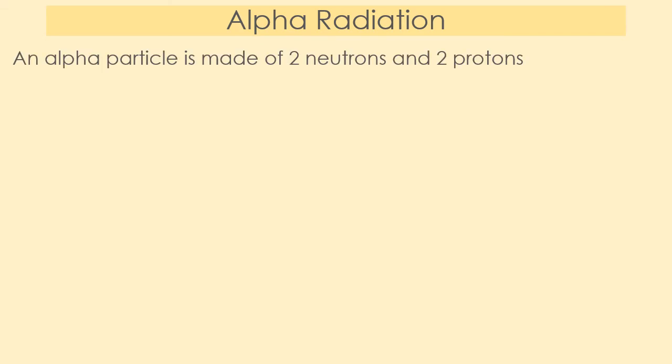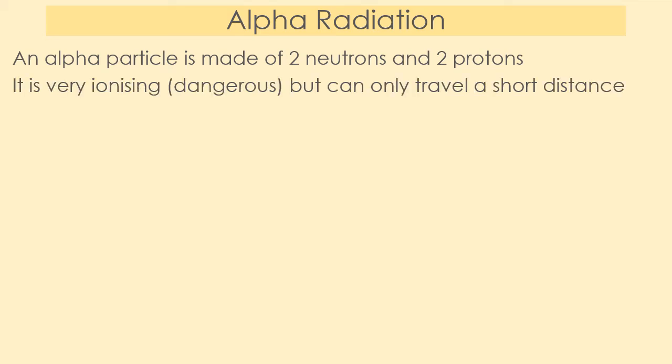So, we know that an alpha particle is made of two neutrons and two protons. If we were to write it out, we have... I'll say as well, it's very, very ionizing, dangerous, but can only travel a short distance. So you can have an alpha source on the side of your room, or maybe even in your smoke alarm in your house, without realizing it, although you will do soon. And it wouldn't harm you, but if it was inside of you, it would cause some problems.